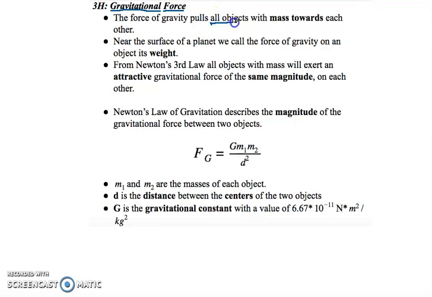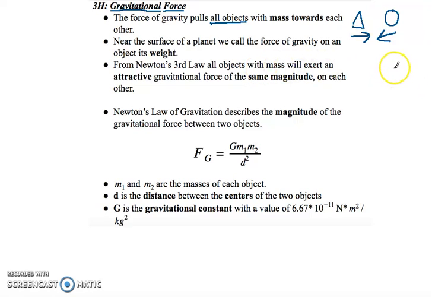So we've talked about the force of gravity between planets or objects on the Earth or another planet, but really gravity attracts everything to everything else. So again, it could be any object. As long as it has mass, there's going to be a force between them.